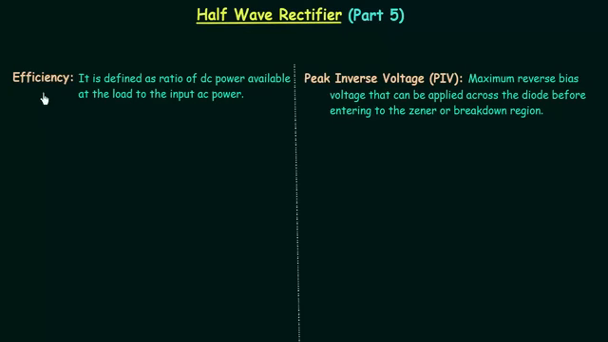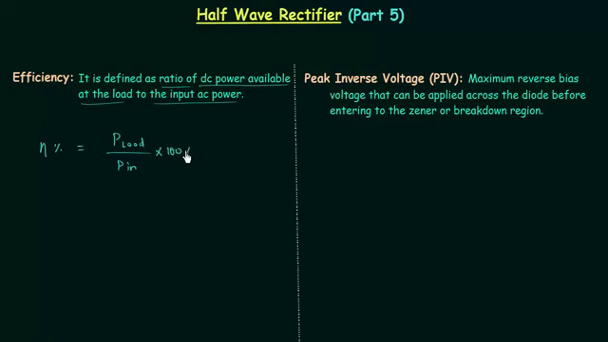In this lecture, I will explain efficiency and peak inverse voltage. Efficiency is defined as the ratio of DC power available at the load to the input AC power. Efficiency is denoted by eta. Eta percentage is equal to P load, the power available at the load, divided by P in, the input AC power, multiplied by 100.